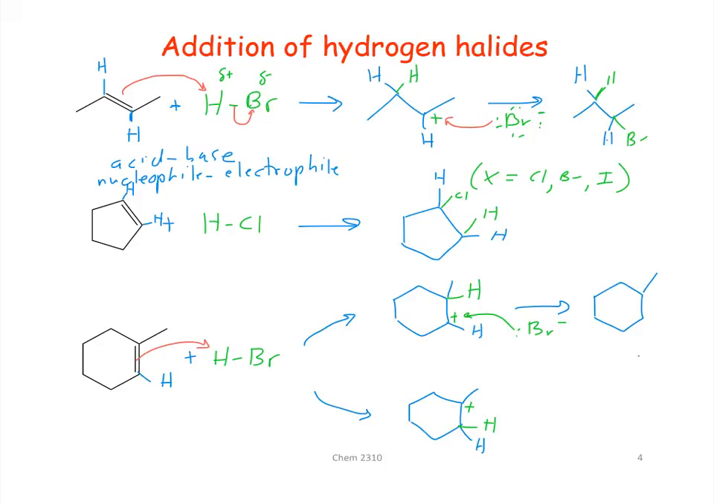All right, so in this case, we put our H at the top position and our bromine goes here. And for the second reaction, the second intermediate, the bromine goes to the other position. And we get this product.